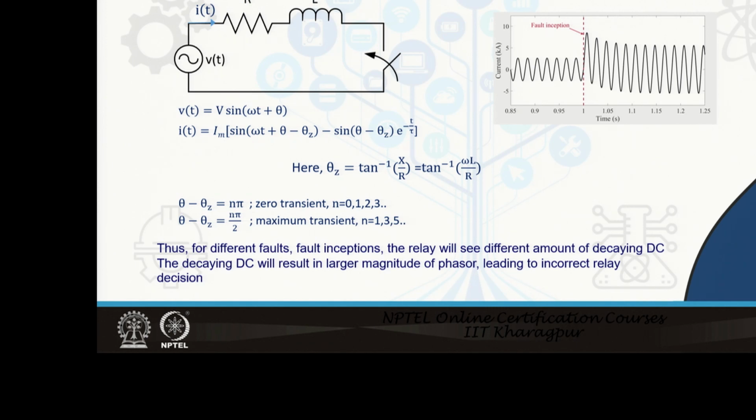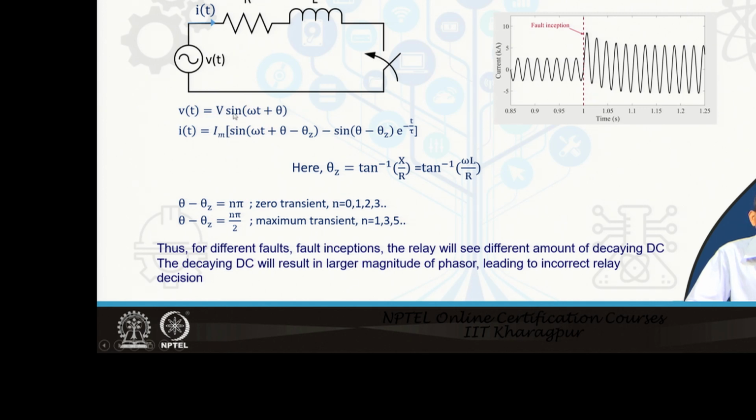So, continuing with that, let us take an equivalent system. We have a voltage source and a transmission line, which can also be modeled with an approximate model having resistance and inductance, and then a fault is triggered. So, this is an RL transient.